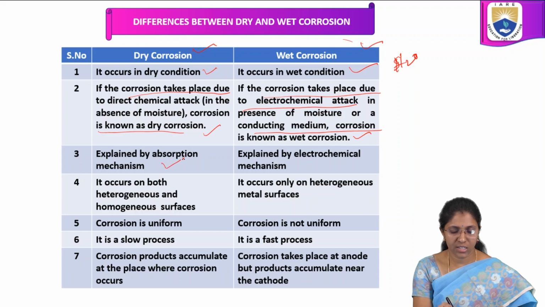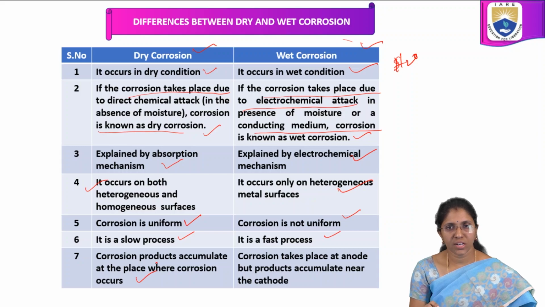Dry corrosion is explained by the absorption mechanism. Wet corrosion is explained by the electrochemical mechanism. Dry corrosion occurs on heterogeneous and homogeneous surfaces, but wet corrosion occurs on heterogeneous metal surfaces. Dry corrosion is uniform, and wet corrosion is not uniform. Here, corrosion takes place at the anode, not at the cathode. Dry corrosion is a slow process and wet corrosion is a fast process.